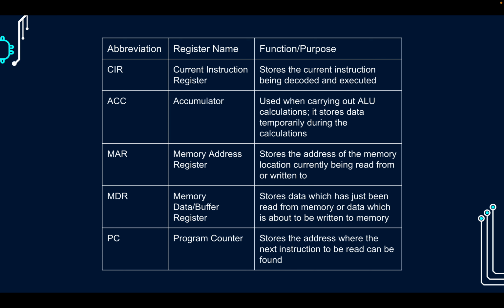The third is memory address registers, which hold the address of the memory location being read from or written to, directing the CPU to the correct memory location. The fourth is the memory data register, which stores the data just read from or about to be written to memory, and ensures smooth data transfer between the CPU and memory. The last one is the program counter, which holds the address of the next instruction to be read and ensures the instructions are executed in the correct sequence.